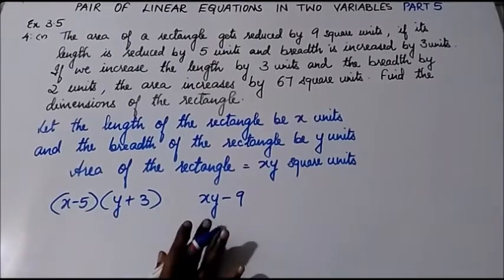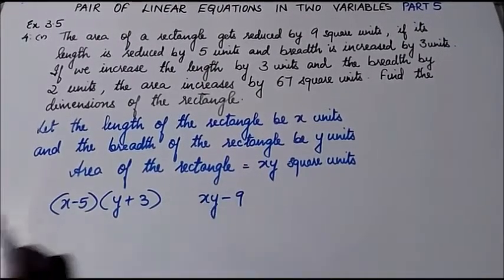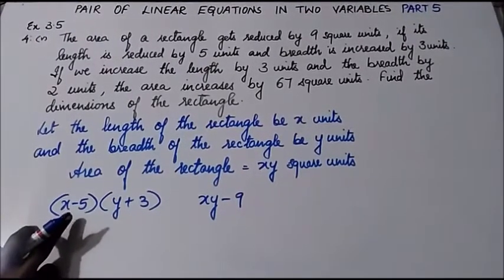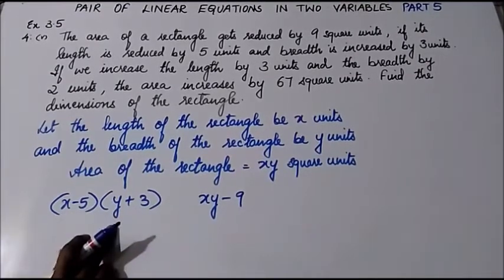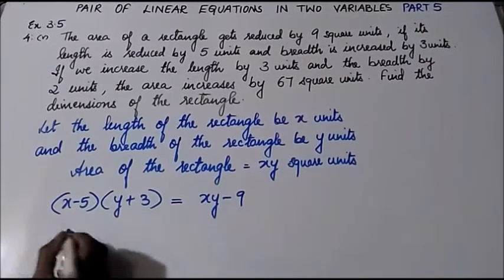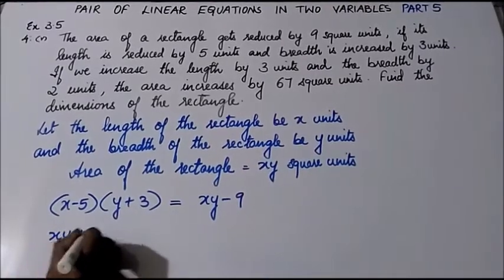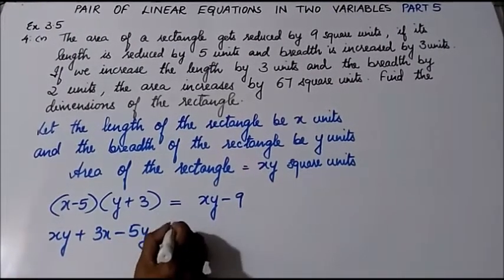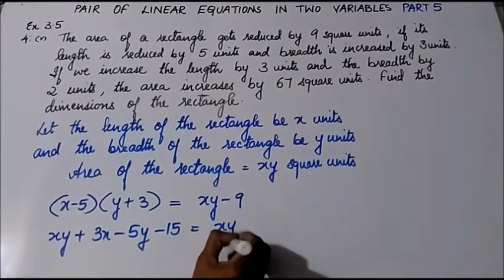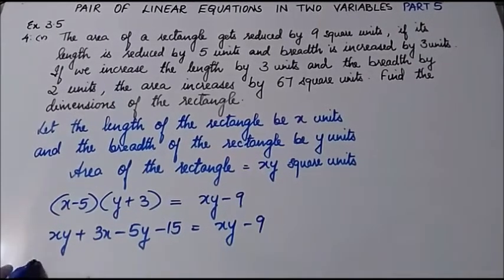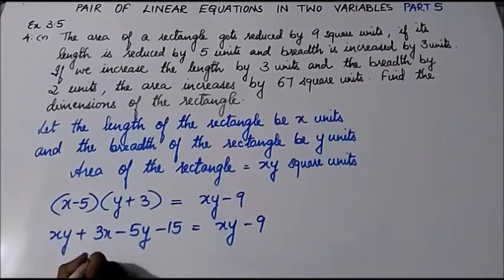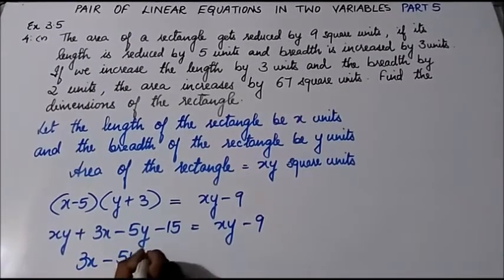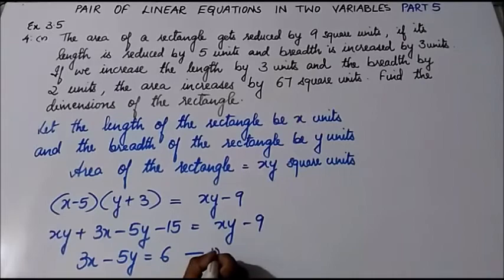That is, the area of the rectangle gets reduced by 9 if its length is reduced by 5 and breadth is increased by 3. When we open the bracket, we get xy plus 3x minus 5y minus 15 is equal to xy minus 9. xy when it comes here gets cancelled. We get here 3x minus 5y is equal to 6. This is the first equation.